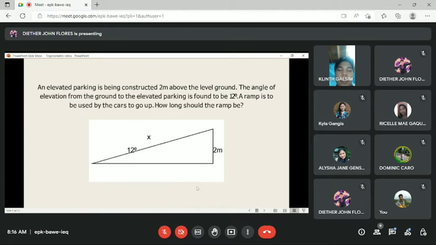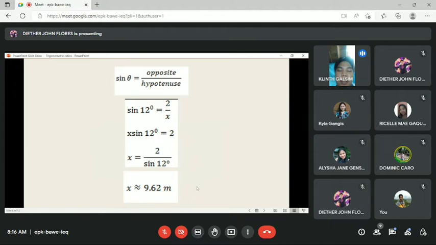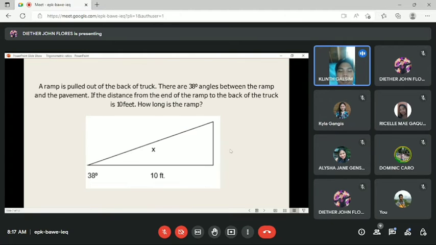Okay, let us proceed to the next example. Now, a ramp is pulled out of the back of a truck. There is a 38 degree angle between the ramp and the pavement. If the distance from the end of the ramp to the back of the truck is 10 feet, how long is the ramp? Given that the angle is 38 degrees and the adjacent is 10 feet, which among the six trigonometric ratios do you think we need to use?